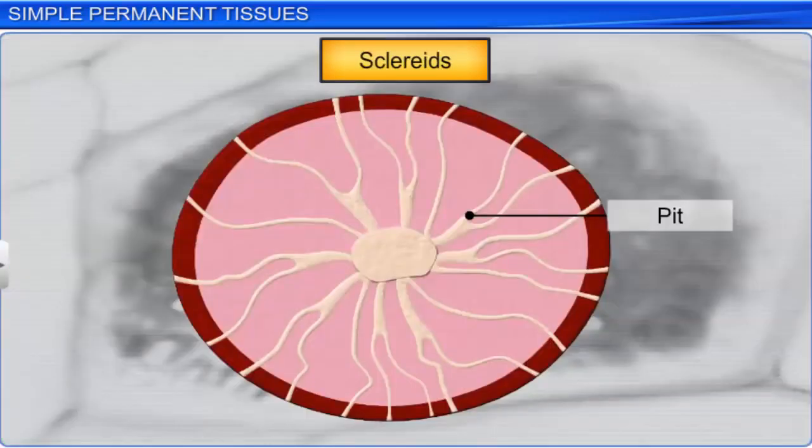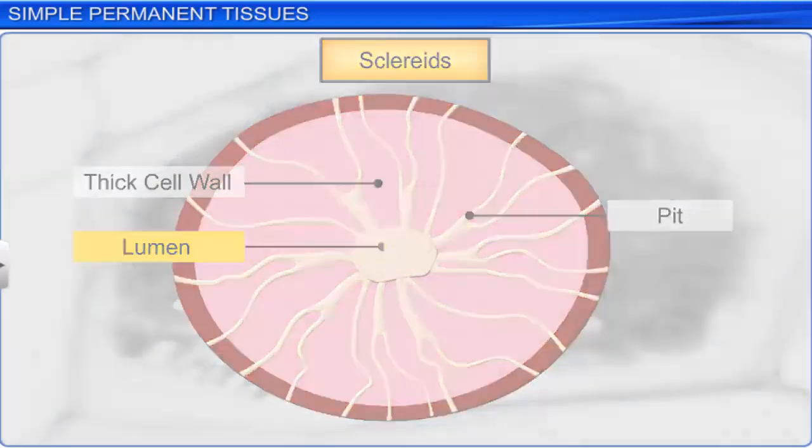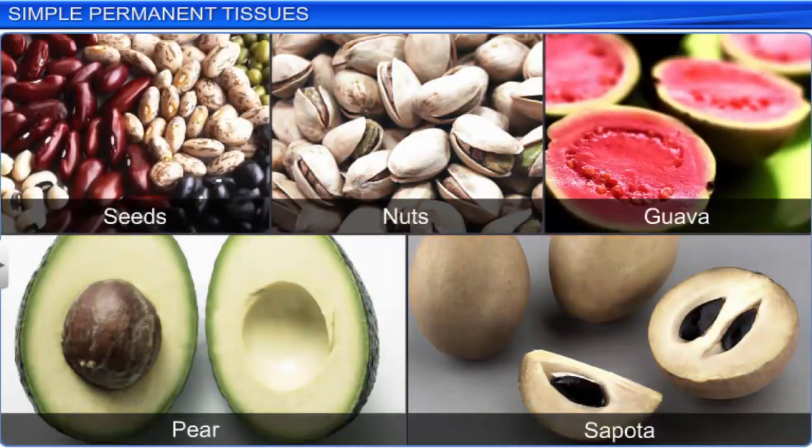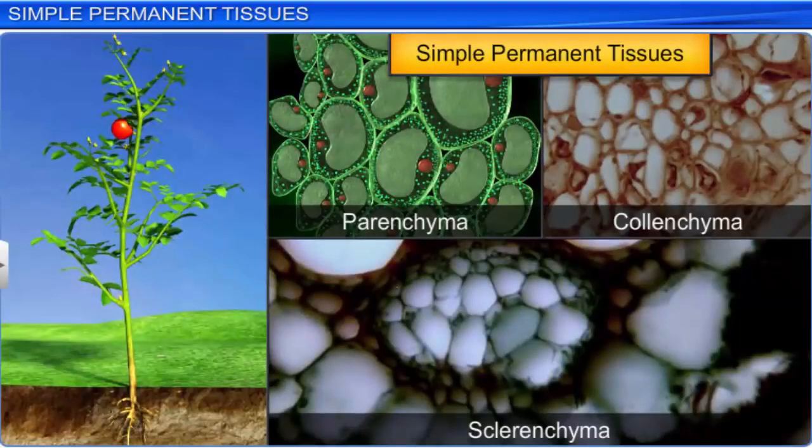Sclereids are short and thick-walled cells, generally spherical, oval, or cylindrical in shape. They are extremely lignified and have narrow cavities or lumen. They occur in the hard covering of seeds, the shells of nuts, and the pulp of fruits like guava, pear, and sapota. Simple permanent tissues are very essential as they provide protection, storage, support, and strength to the plant.